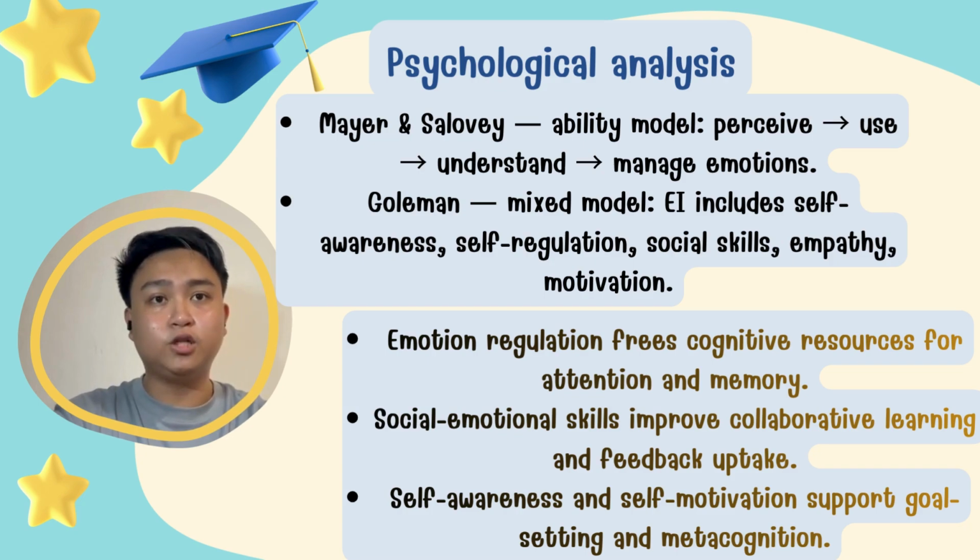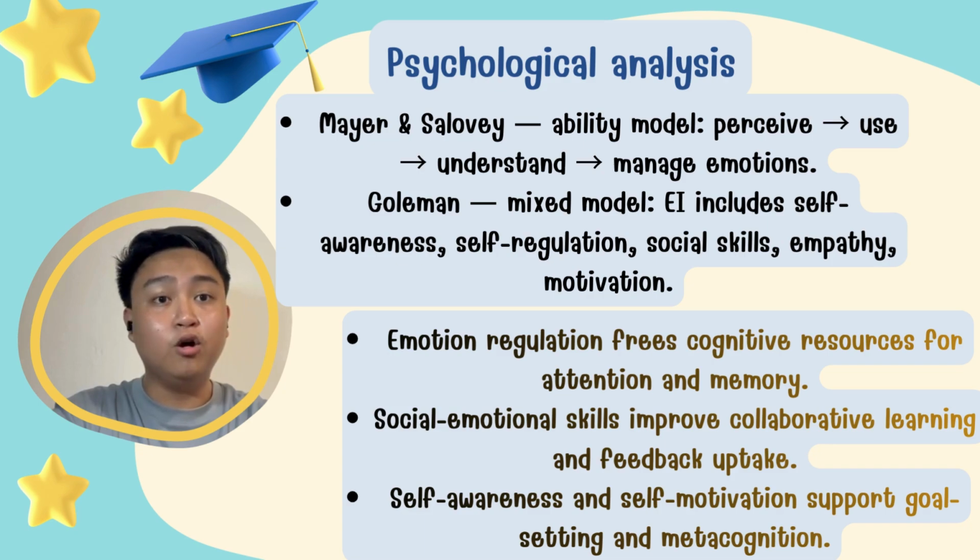To understand emotional intelligence deeply, we look at established psychology models. First, we look at the Mayer and Salovey ability model. It describes EI as the ability to perceive emotion, use emotion to support thinking, understand emotional patterns, and lastly, manage emotion effectively. This focuses on EI as a set of measurable skills.